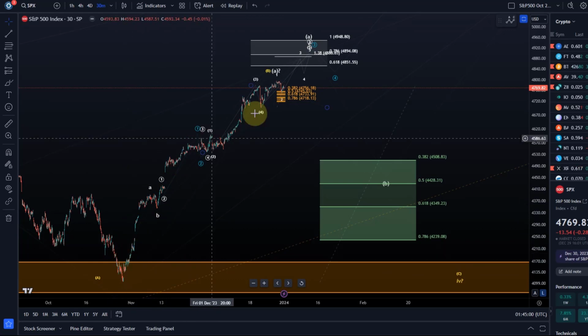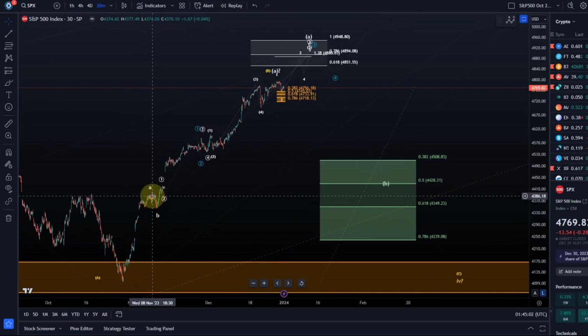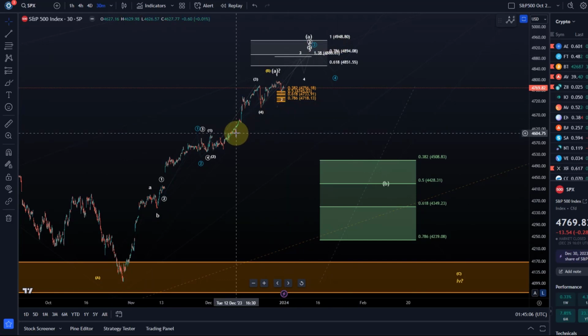On this chart, there isn't really a deep pullback. So we have unusually shallow pullbacks in this entire move to the upside. That makes the entire interpretation very, very challenging. I could count it impulsively. It doesn't make sense because it needs to be this diagonal pattern.